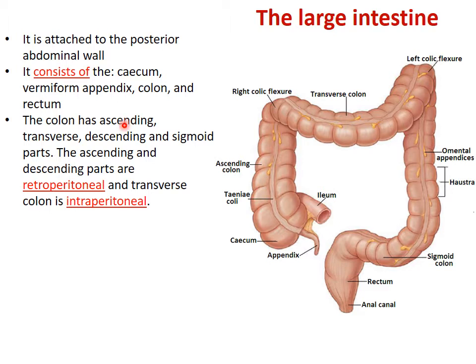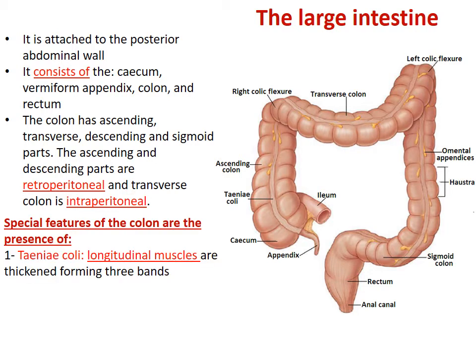Then the colon has ascending, transverse, descending, and sigmoid parts. Ascending and descending parts are retroperitoneal, and the transverse colon is intraperitoneal. As we have discussed, retroperitoneal means behind the peritoneum. They are not fully enveloped by the peritoneum, because anything that is fully enveloped by the peritoneum is hanging by the mesentery at the back.